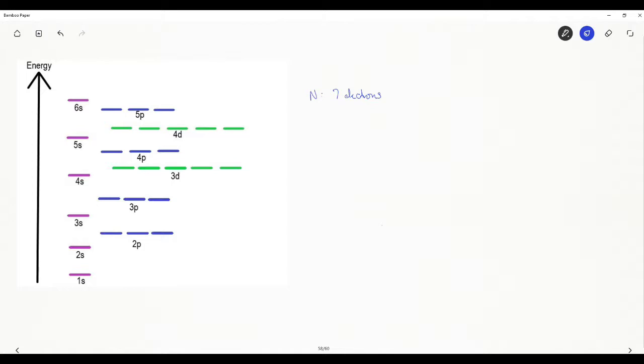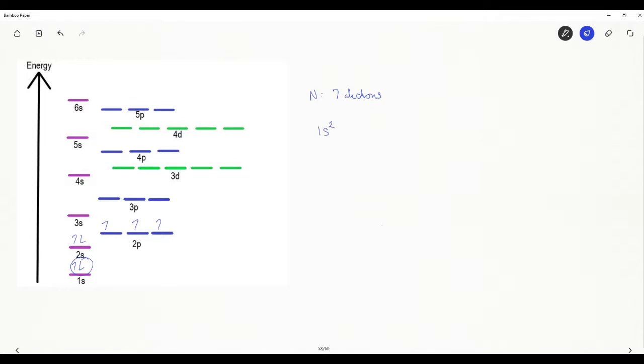Just like we did in the previous video, we'll start with the 1s and we'll just fill 7 electrons. So I have 1, 2, 3, 4, 5, 6, 7 electrons. Now the way we're going to write this out is we're going to tell the reader what orbital we're talking about and how many electrons are in that orbital. So we started with the 1s orbital. There are 2 electrons in there, so I'm going to denote that with a superscript.